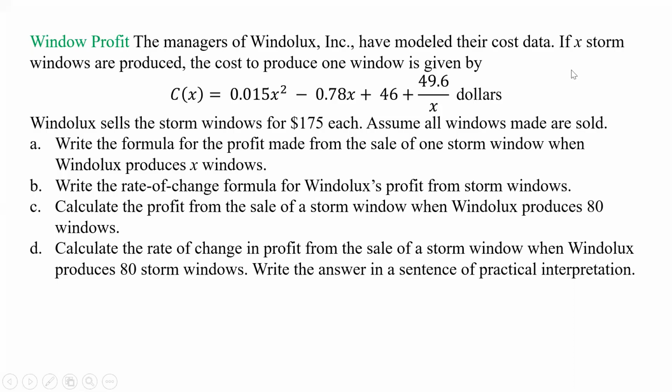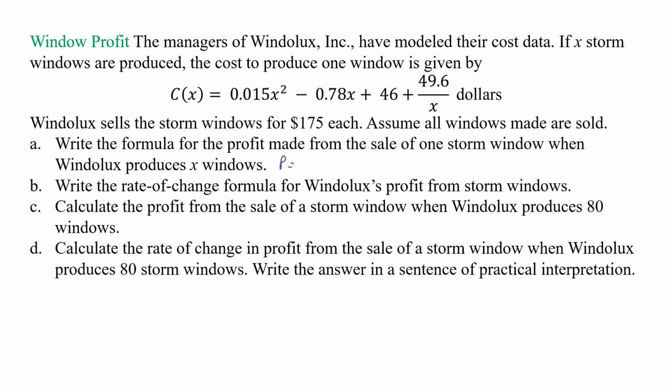All right, so one last one for this section. The managers of Windowlux Inc. have modeled their cost data. If X storm windows are produced, the cost to produce one window is given by the following function. And they sell the storm windows for $175 each and assume all windows made are sold. So we want to write the formula for the profit made from the sales of one storm window when Windowlux produces X windows. All right, well, what is our profit?